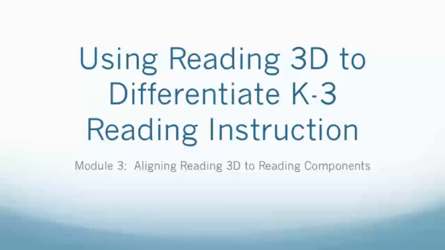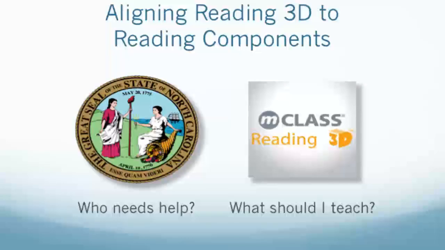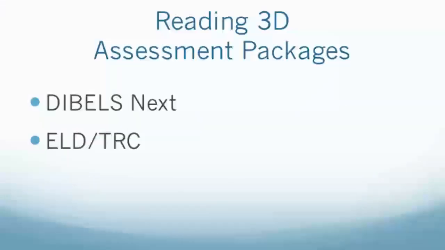The Reading 3D assessment system, adopted by North Carolina, is designed to provide teachers with two different kinds of formative data: screeners that answer the question, "Who needs help?" and diagnostic assessments that answer the question, "What should I teach?" To answer these two questions, Reading 3D uses two assessment packages: DIBELS Next and the Early Literacy Diagnostic, or ELD, which includes the Text Reading Comprehension Assessment, or TRC.